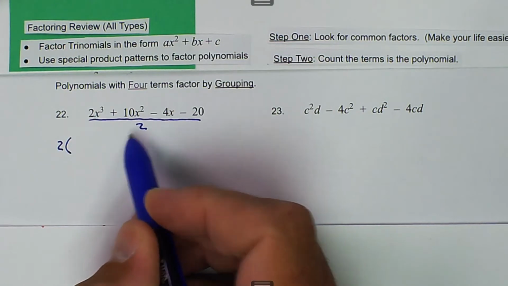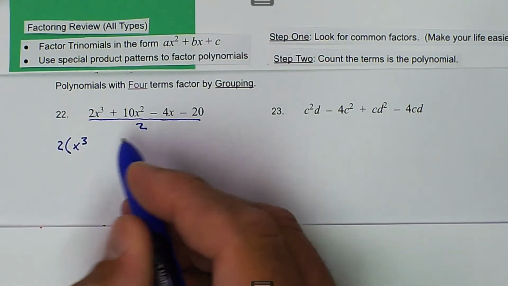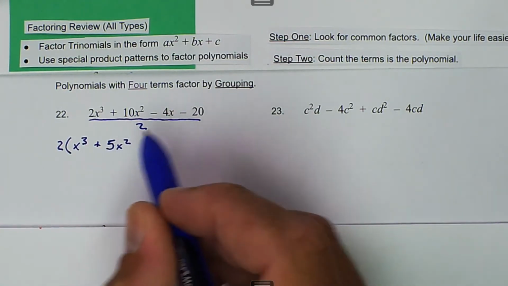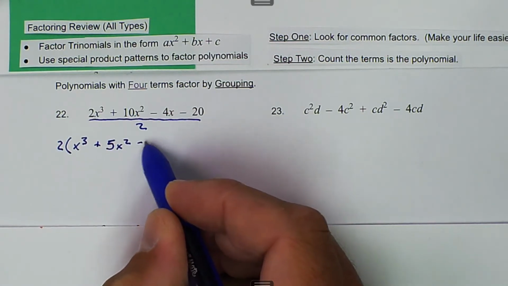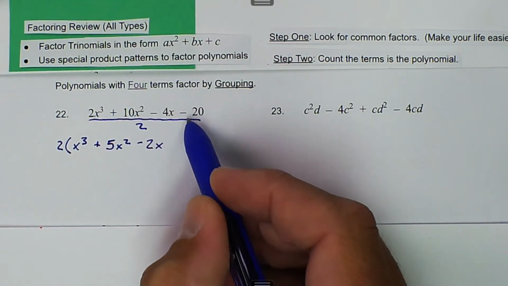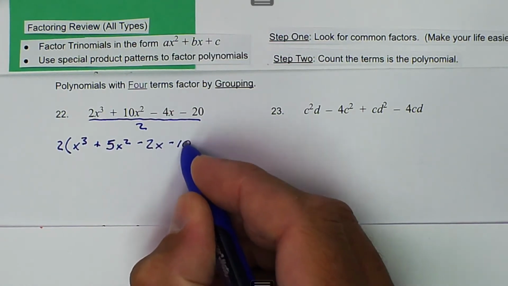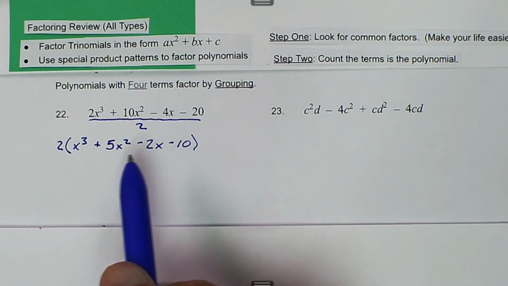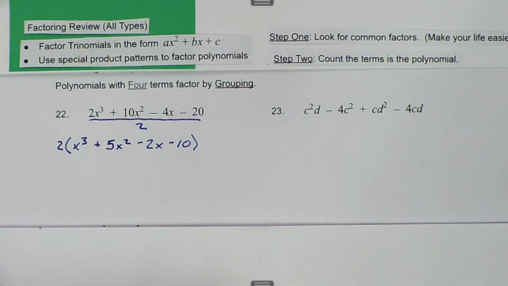2 divided by 2 is x cubed. 10 divided by 2 is positive 5x squared. Negative 4x divided by 2 is negative 2x. And negative 20 divided by 2 is negative 10. So we made our life a little bit easier because we were able to make our coefficients a little bit smaller when we're working with the factoring.